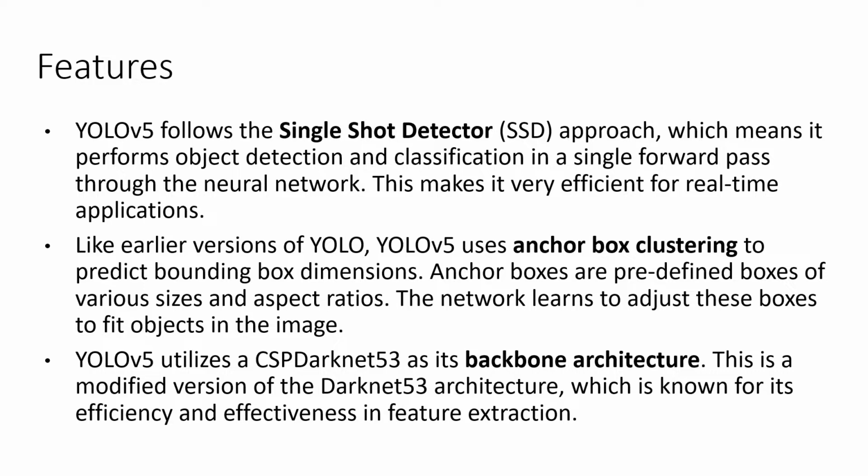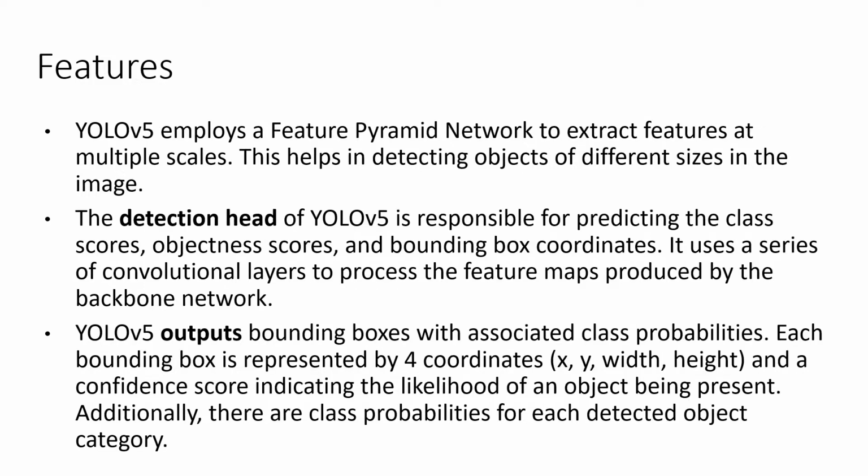So it's a combination of two different types of architectures. YOLO V5 employs a feature pyramid network to extract the features at multiple scales. This helps in detecting objects of different sizes in images. The detection head of YOLO V5 is responsible for predicting the class probabilities, objectness, and bounding box coordinates. It uses a series of convolutional layers to process the feature map produced by the backbone network.